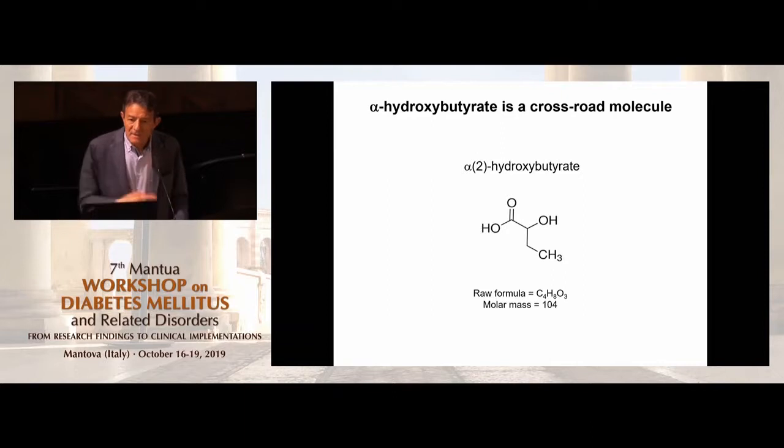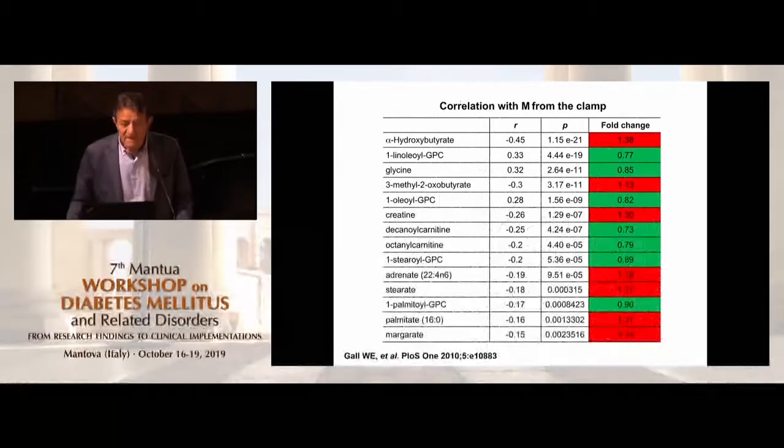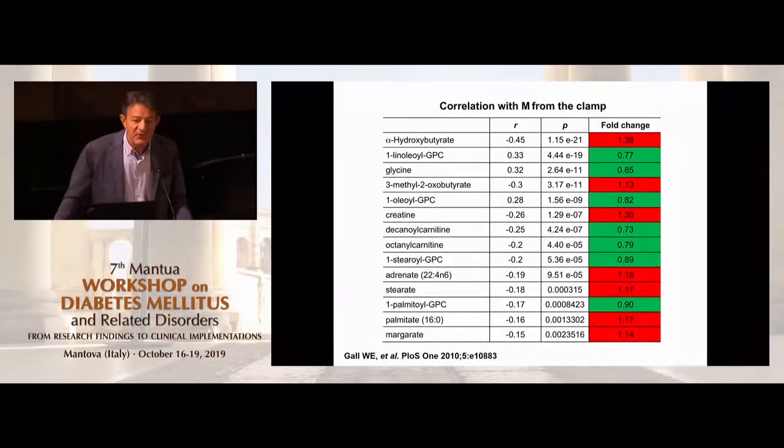Now, what about the other daughter, the alpha-hydroxybutyrate? How did I stumble upon this? This was a fishing expedition. This was metabolomics done on a bunch of people. There were 400 people which were clamped, so the M value was calculated. And we took the extremes of the M value. So these were non-diabetic subjects, so the very insulin-resistant and the very insulin-sensitive subjects.